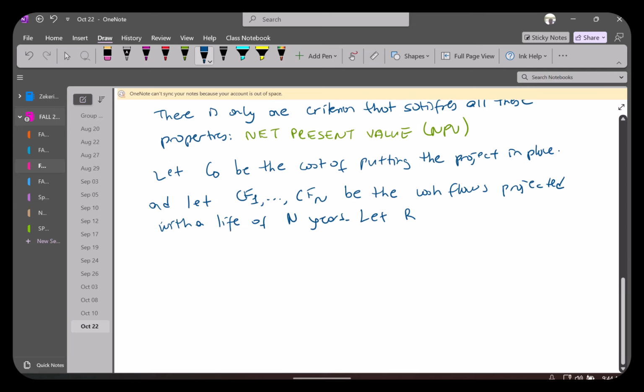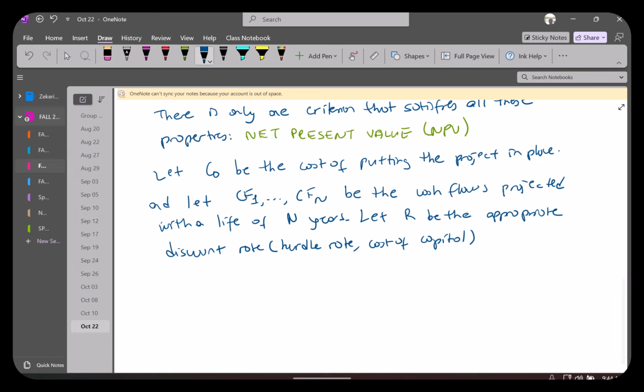And let R be the appropriate discount rate or hurdle rate or cost of capital. You may hear me using any one of those three terms. They all mean the same thing.